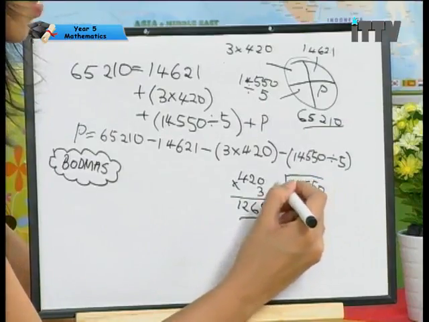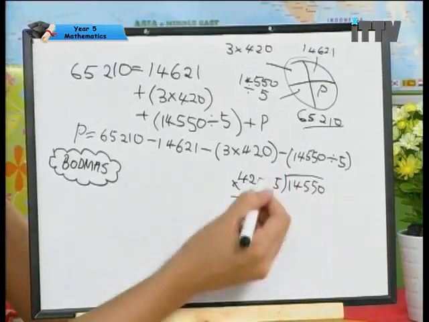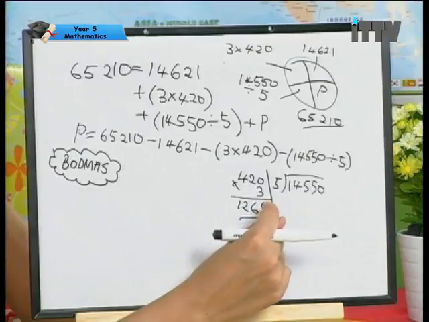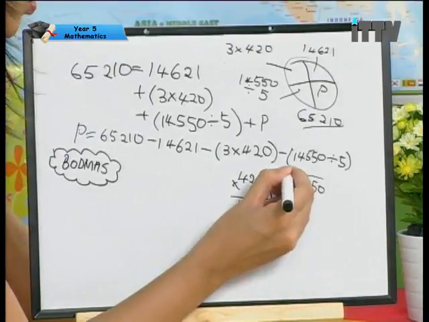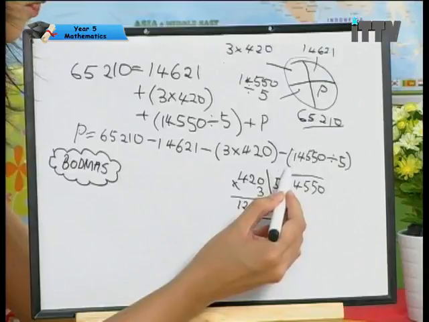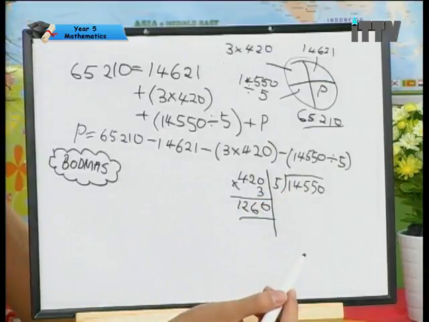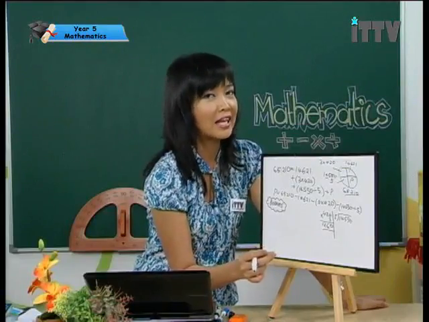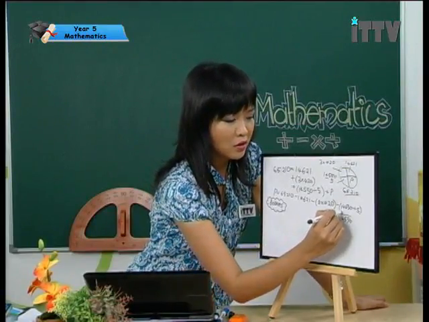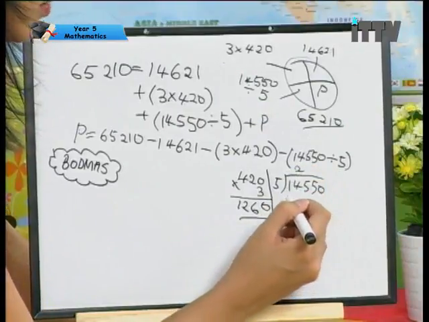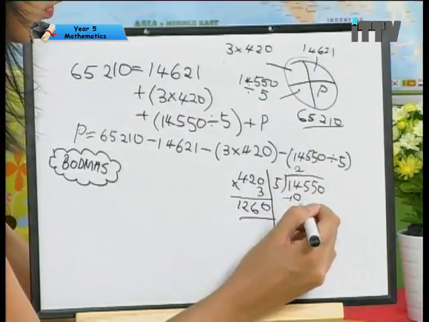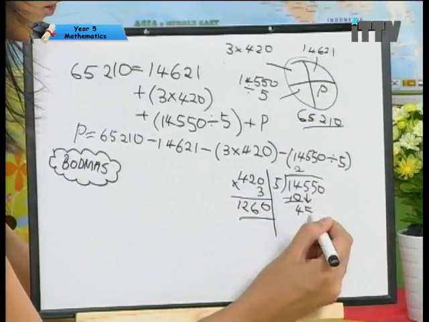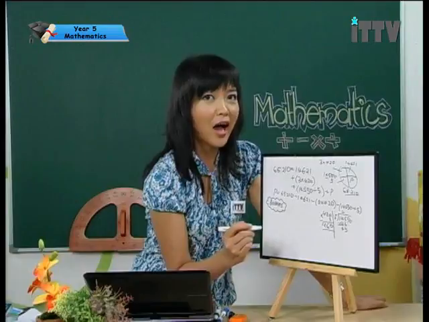14,550 divided by 5. Okay, 1, can it be divided by 5? No. So we'll just imagine there's a 0 over here. Now, how about 14? Can 14 be divided by 5? Yes. The smallest one, in fact, is 2. 2 times 5, which is 10. That gives us 4 remainder. Bring down the 5. 45 divided by 5.